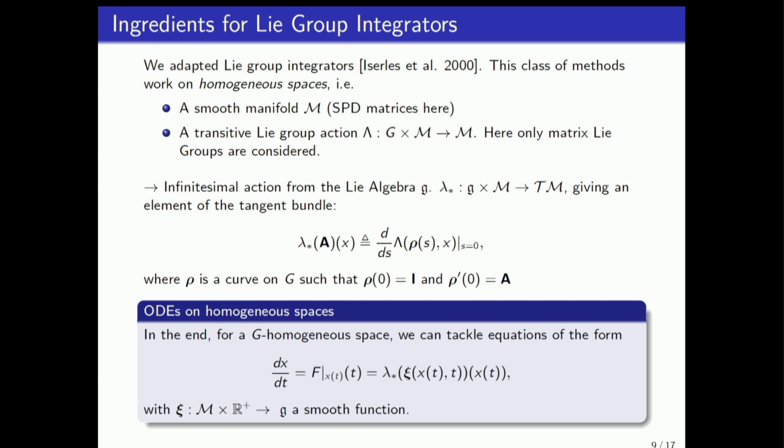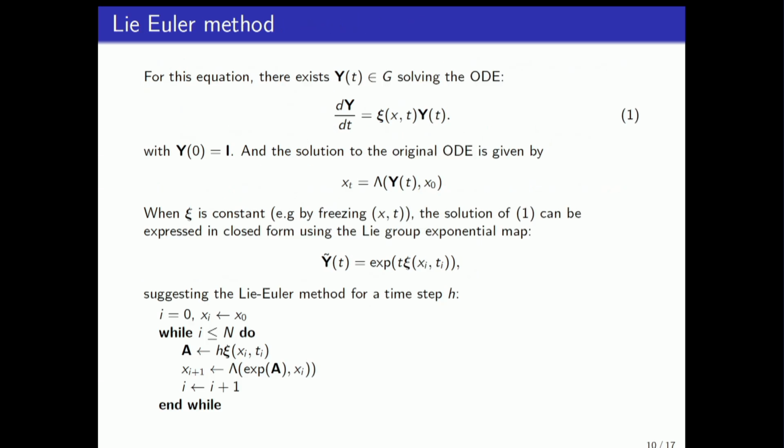And the nice thing is that you have a bit of freedom. The form of the equation is constrained, of course, but you still have freedom on this function psi. You can make it depend on time and on the current iterate if you want. I'll show how it works right after. So the simplest method you could think of would be the Euler method applied to the Lie groups.